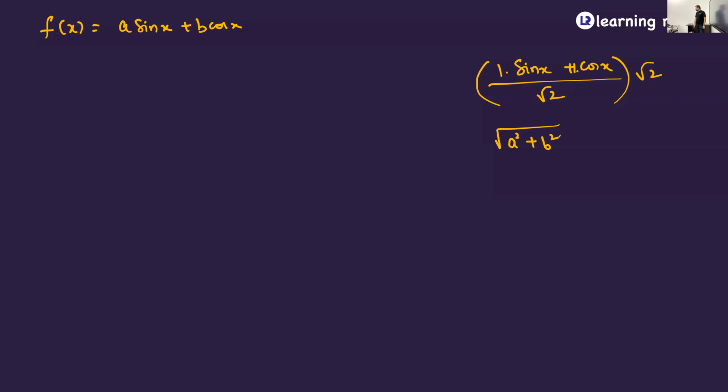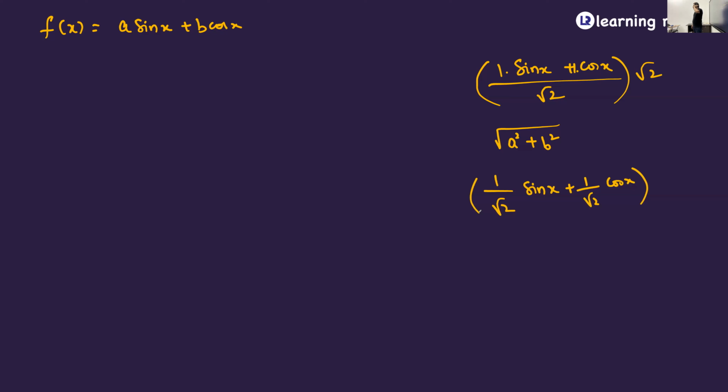What should you do? Multiply and divide it with root of a square plus b square. Here, what is a? b? So root of 1 square plus 1 square. That's why I did. Okay. So if I write this as 1 by root 2 times sin x plus 1 by root 2 times cos x. Okay. This 1 by root 2, I can write it in two options.